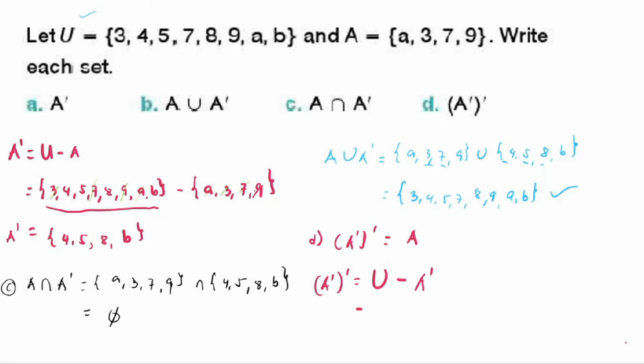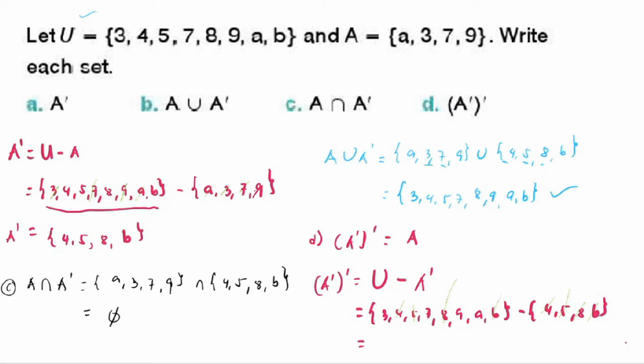So we have the universal set: 3, 4, 5, 7, 8, 9, A, B, minus A complement, we have here 4, 5, 8, B. So if you're going to subtract, we are going to cancel these. We can cancel 4 because 4 is found here. We also have 5, and 8 will be canceled. B is also canceled.